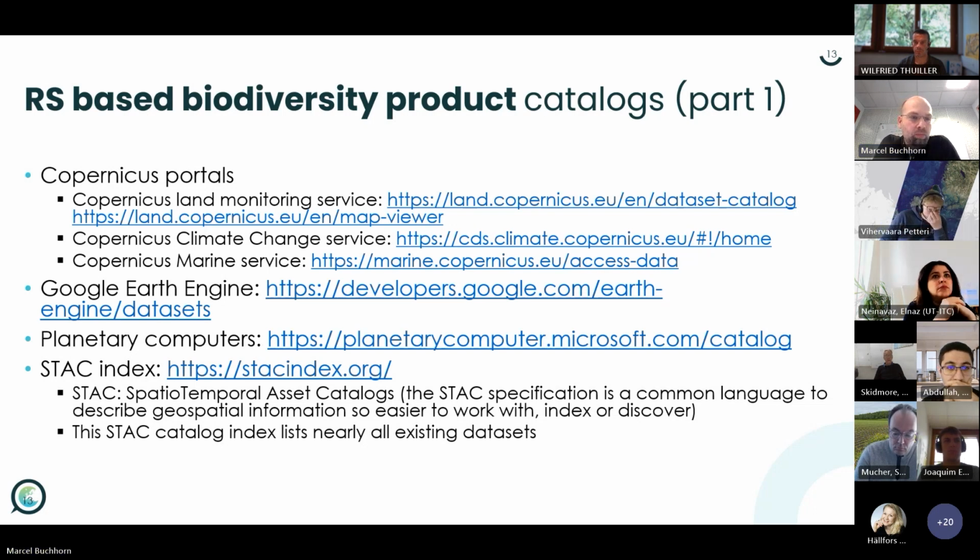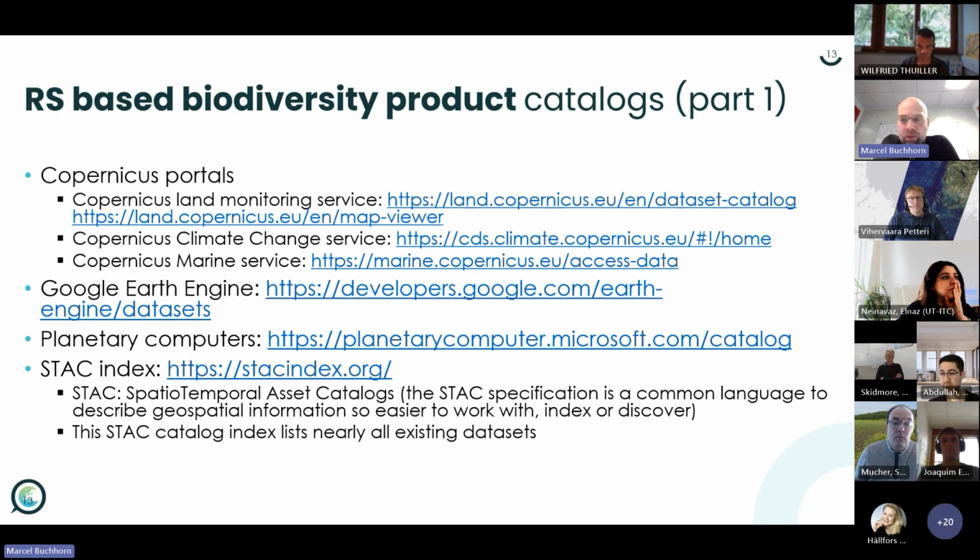A really good data source for remote sensing based biodiversity products is always the Google Earth Engine. You can have a look in the Google Earth Engine catalog, which also provides a lot of data sets which can be used in EBV monitoring or development. By itself, these data sets are free, but they are not so easy to handle because you have to write your own code to extract them and so on. But I will show a solution for that later.